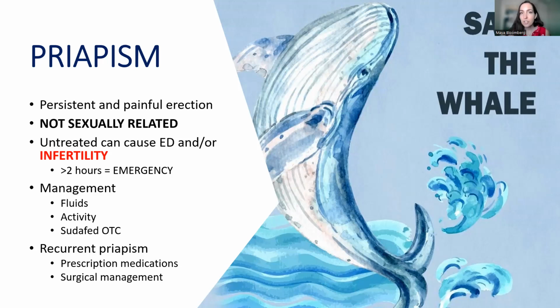Management includes fluids and activities. Sometimes you can just walk it off or take a hot shower. If you're noticing it happening more frequently, Sudafed over the counter usually is our go-to strategy. There's something called stuttering priapism where it goes up and then it comes down a little, then comes up again. So when we're having that stuttering priapism, usually I recommend taking Sudafed nightly for several nights until it goes away.